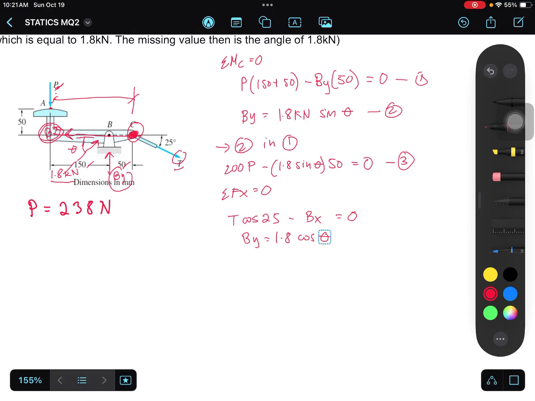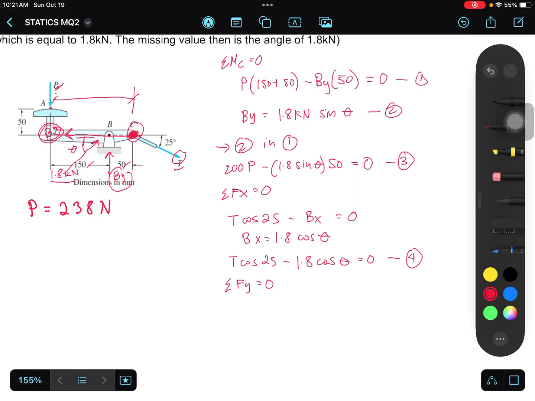So, let me substitute Bx. So, that will be T cosine 25 minus 1.8 cosine theta equals 0. Okay. So, how many unknowns? Let's call this equation 4. Okay. 2 unknowns pa din ako dito. Nadagdag si T. I need one more equation.